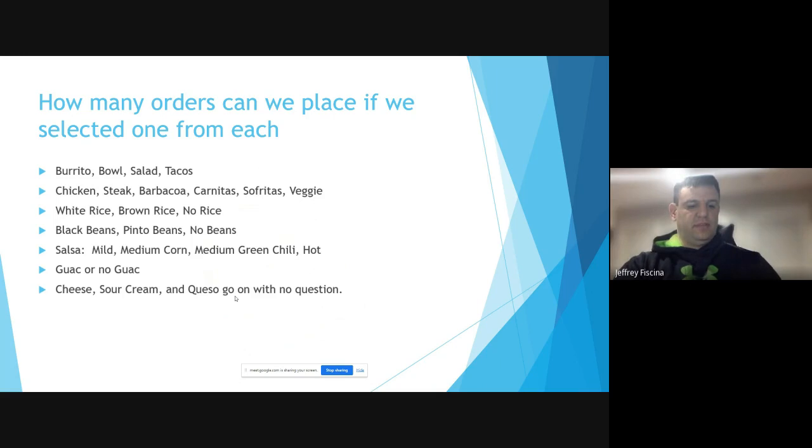Which, if you divide by 365, would take you almost 5 years to get all these different combinations if you were to go to Chipotle once a day. Again, if you're going to Chipotle once a day, not a bad choice, but get out more.